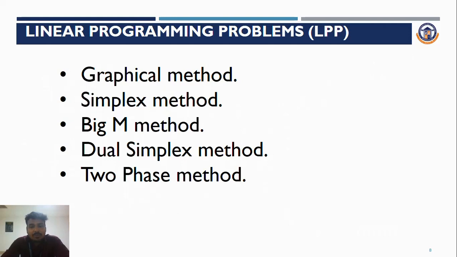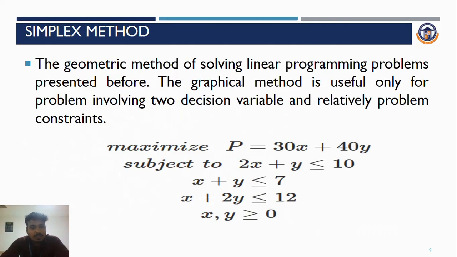So depending upon some constraints, the method can vary. Then the simplex method is the geometric method of solving linear programming problems. The graphical method is only for problems with 2 decision variables and relatively few constraints. So if the problem has 2 variables, you can use the graphical method to solve it. If there are more than 3 decision variables, we only use the simplex method to solve the problem.